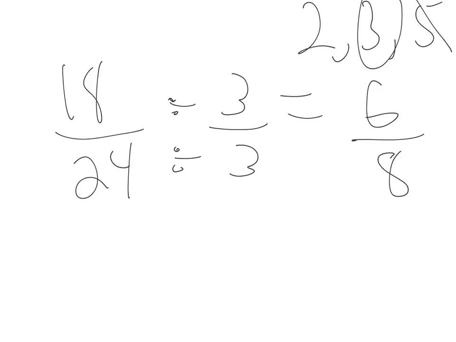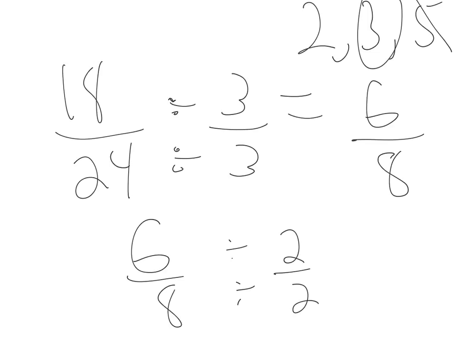So now I go to the 2. I keep going until the fraction is in the simplest terms. So we see, can 2 go into 6? Yes, 2 can. Can 2 go into 8? Yes, it can. So now we do 6 divided by 2 equals 3. 8 divided by 2 equals 4.